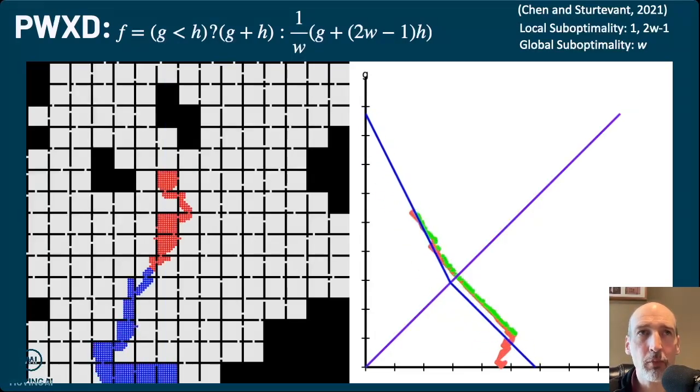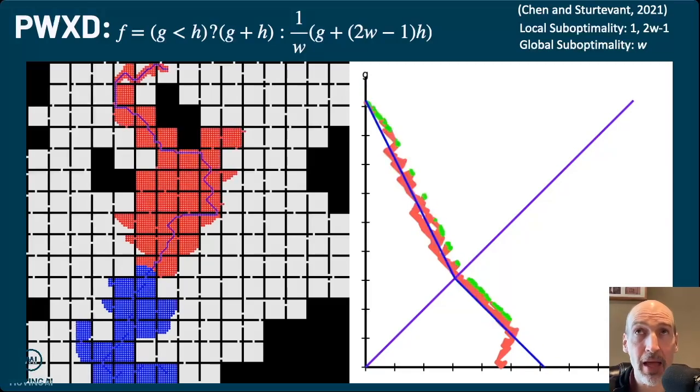So as we run this, what we see is the beginning of the search has a weight of 1, the end of the search has a weight of 2w minus 1, and there's a strong boundary between these two parts. That's just because our priority function on the right-hand side is a piecewise function where the first piece has a slope of 1, and the second piece has a slope of 2w minus 1.